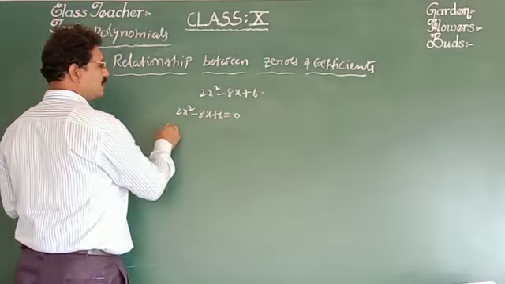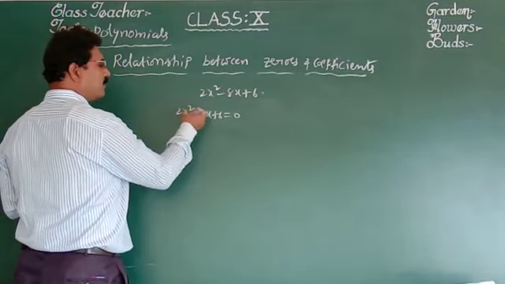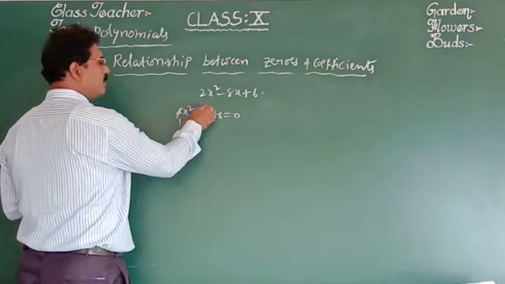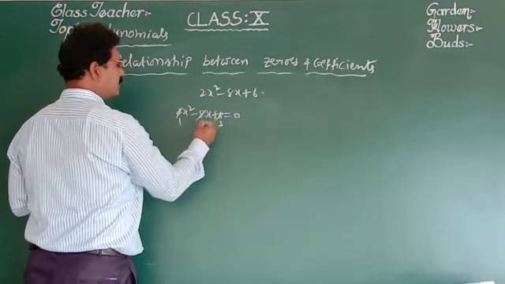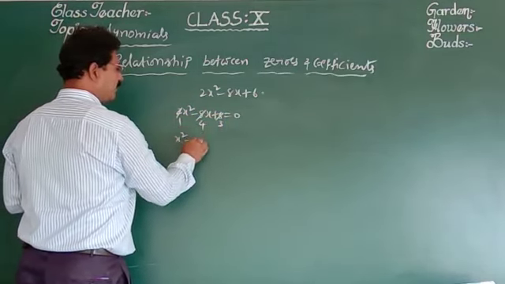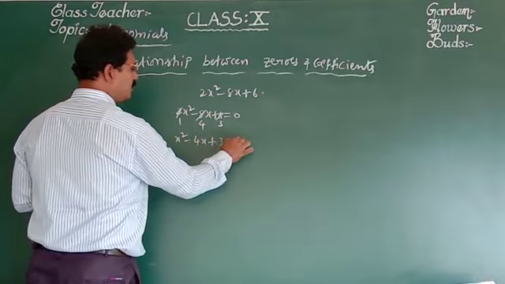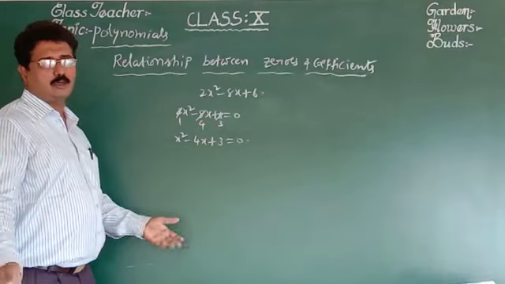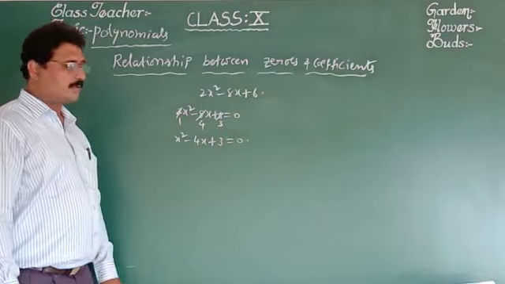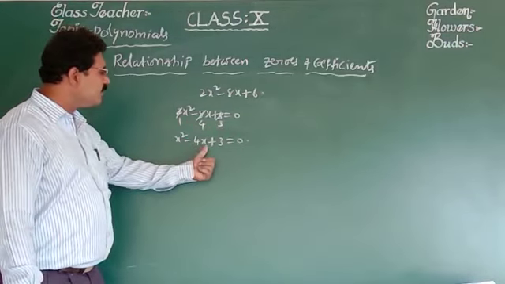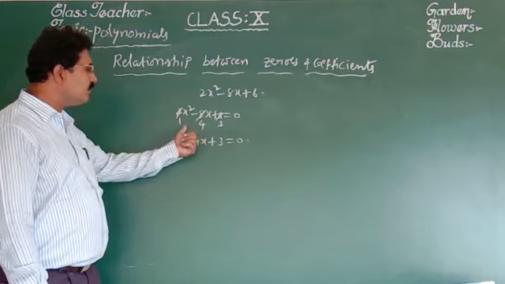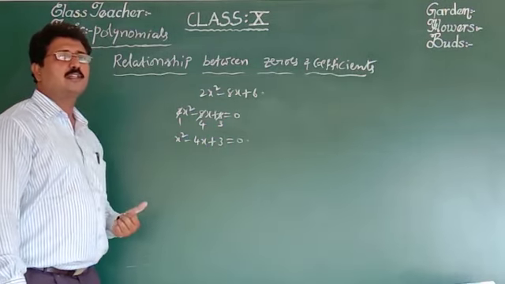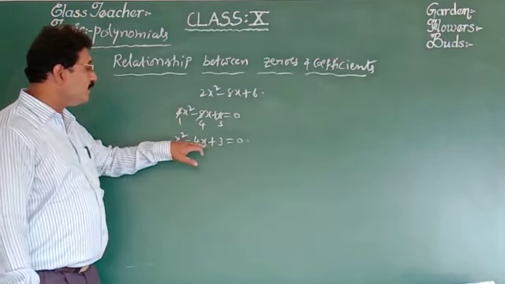How to factorize this? Since it is an equation, we can cancel the 2: 2 ones are 2, 2 twos are 4, 2 threes are 6. So x square minus 4x plus 3 is equal to 0 is the equation. If you solve the equation, we can cancel with 2, no problem. Why? Because it is an equation. Now x square minus 4x plus 3, what are the factors? If you multiply, we'll get 3. If you add, we'll get minus 4.